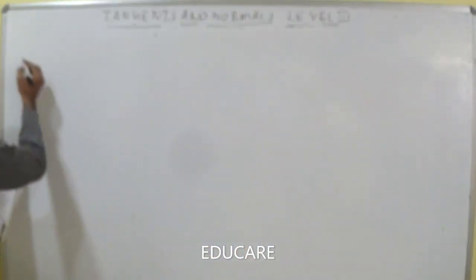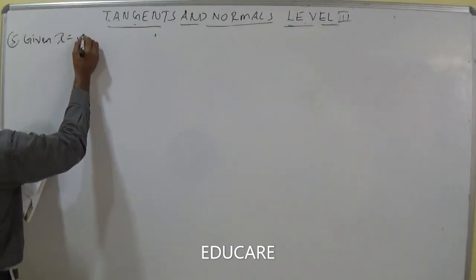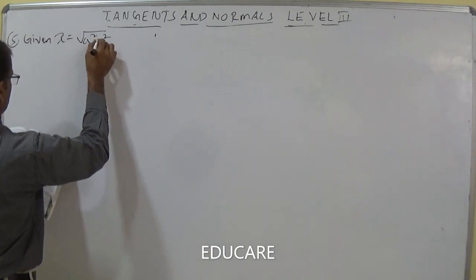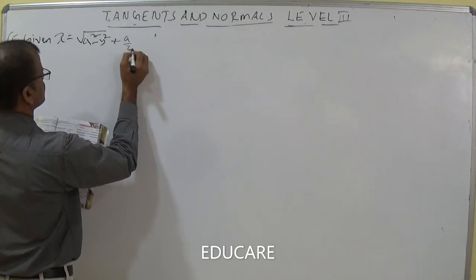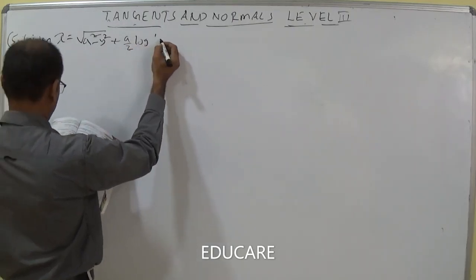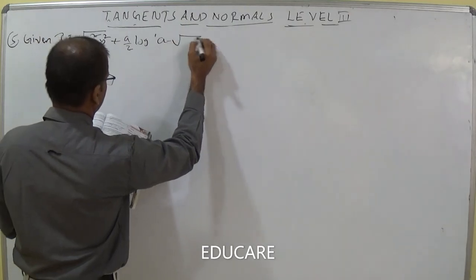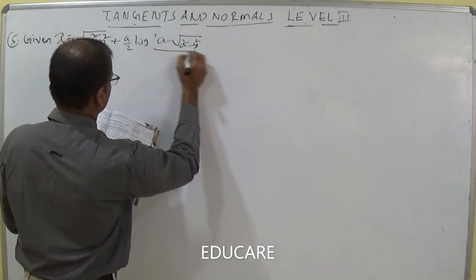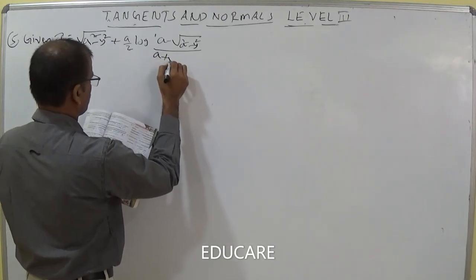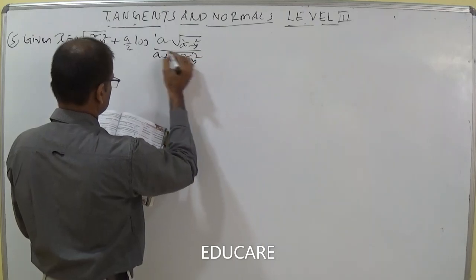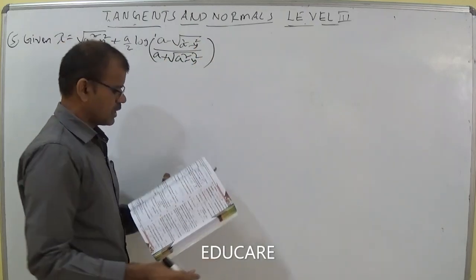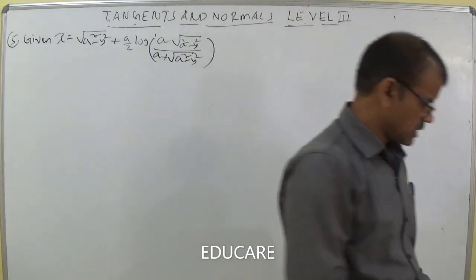Let us see. Fifth question. Given x is equal to root of a square minus y square plus a by 2 into log of a minus root of a square minus y square by a plus root of a square minus y square. Put a bracket here. The portion intercepted between the curve and the x-axis is of length.